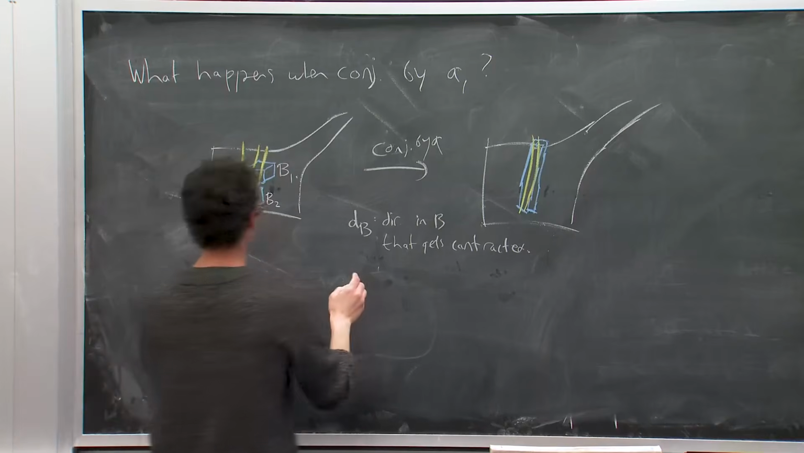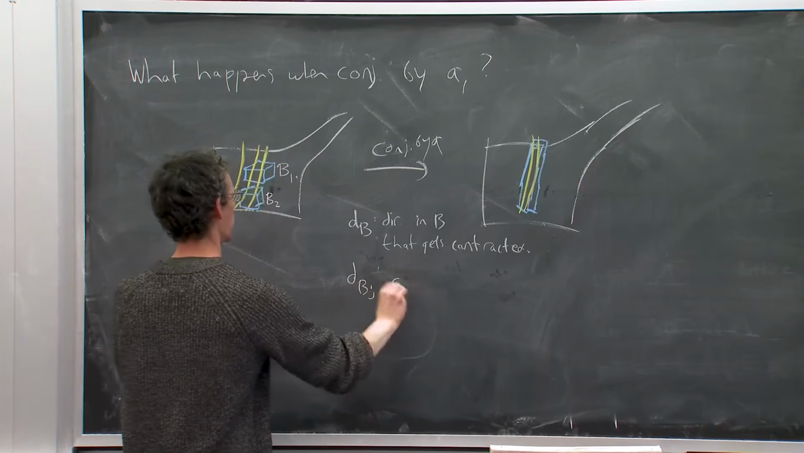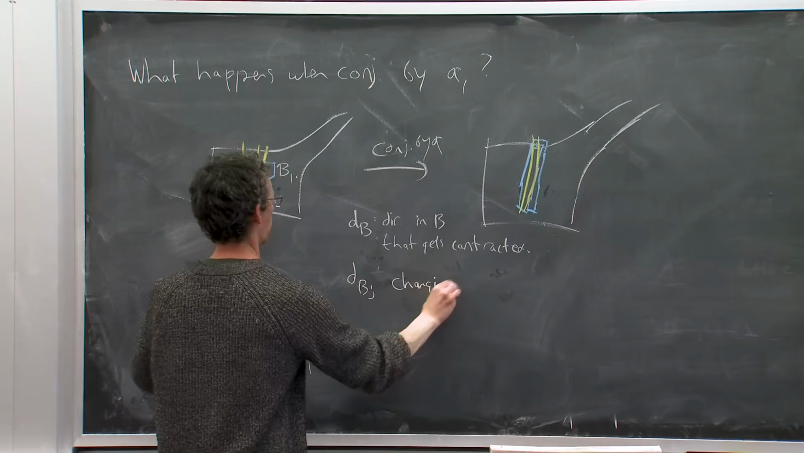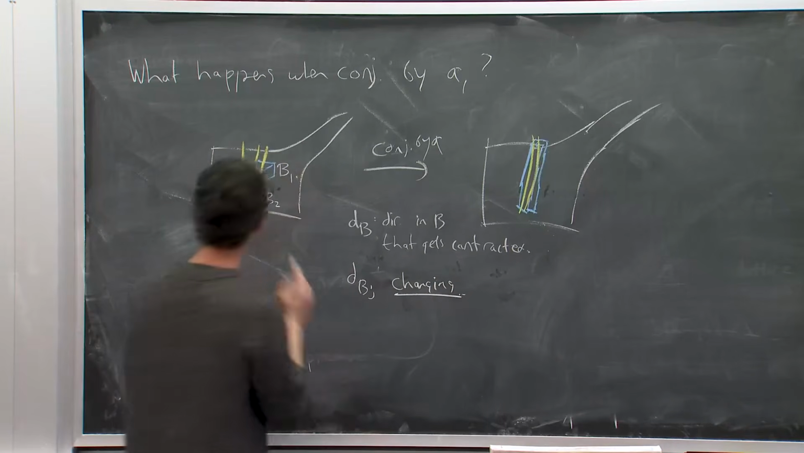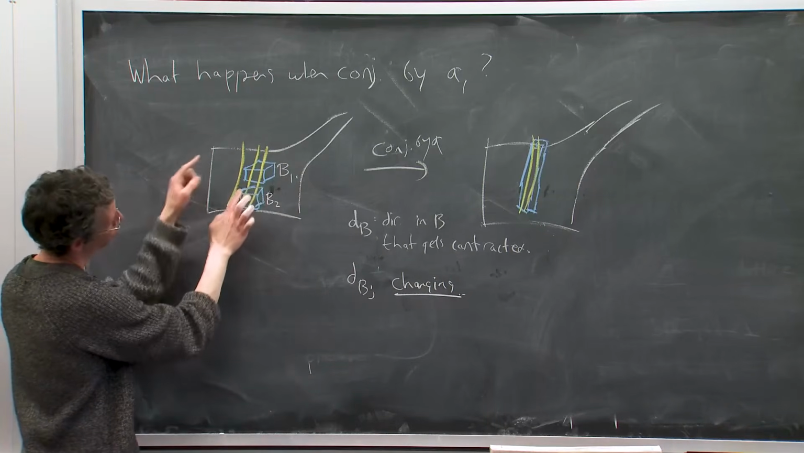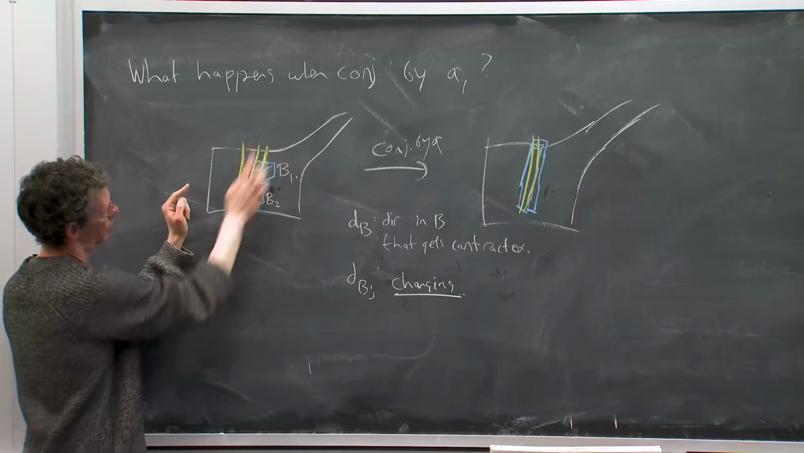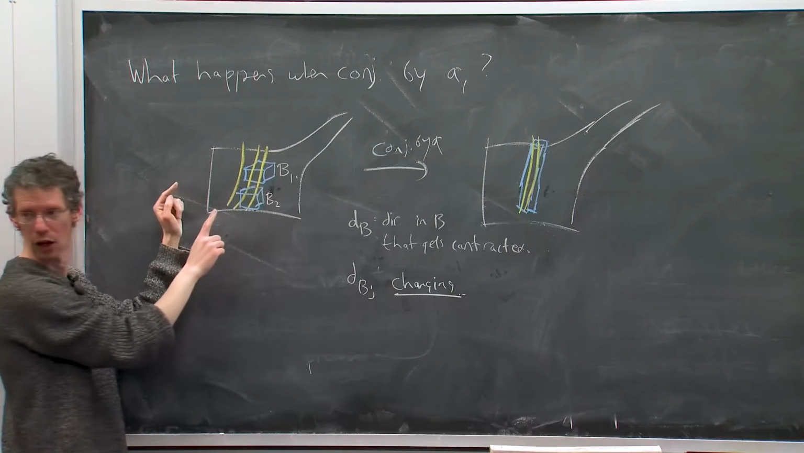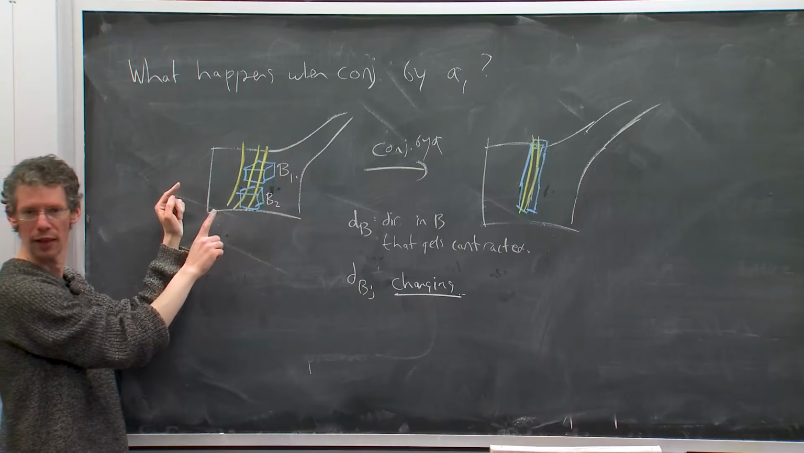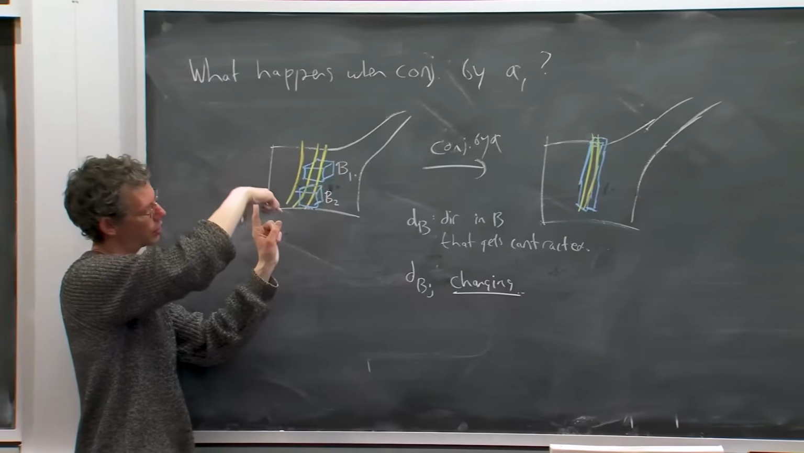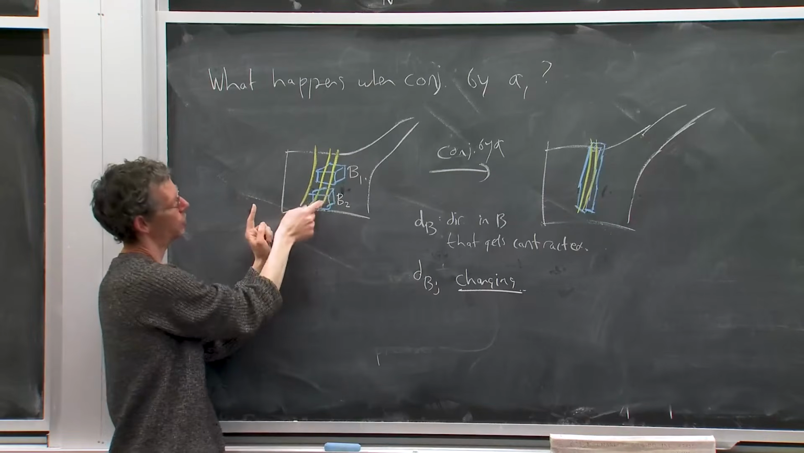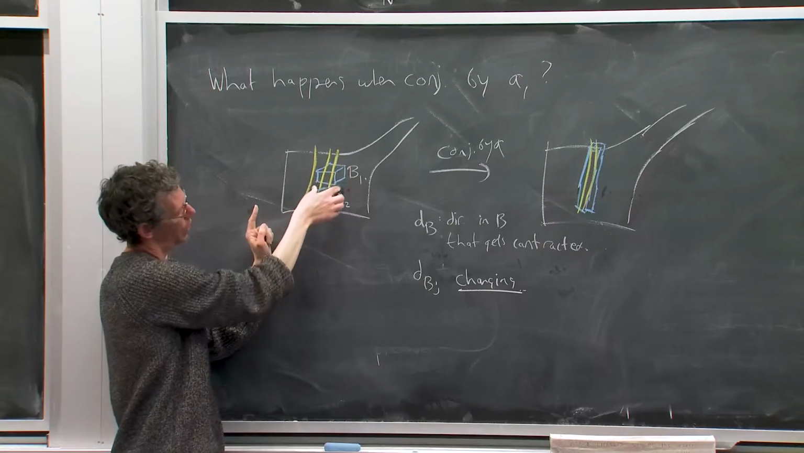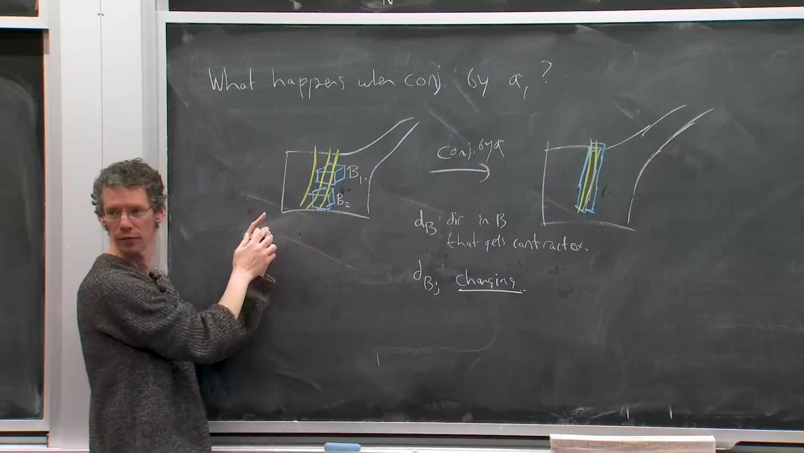And the direction D_Bj is changing. You can choose coordinates so that the direction of these orbits is a coordinate axis. And then the direction that's getting squashed is changing. So as you go along here, there are projections in different directions.